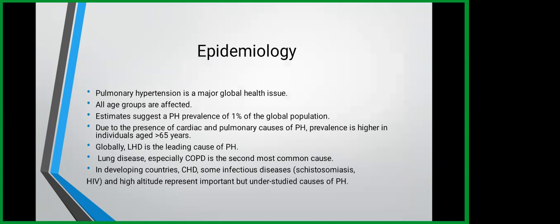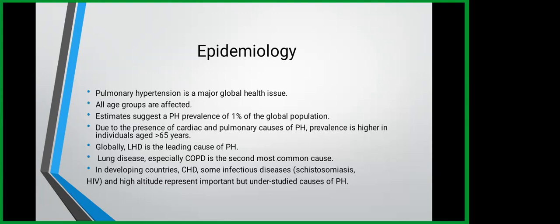Okay. All right. So pulmonary hypertension is a major global issue. It can affect everybody. The prevalence is said to be 1% of the global population. Okay, of course, group 2 pulmonary hypertension is the commonest. So things that cause group 2 will be commoner than any other one. Okay, so cardiac and pulmonary diseases are higher in individuals more than 65.